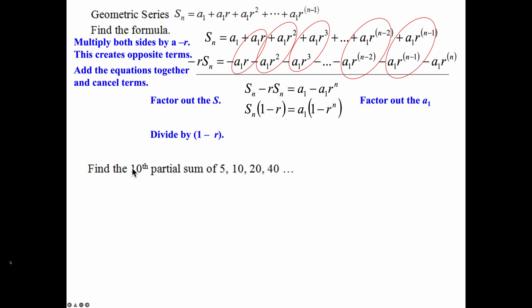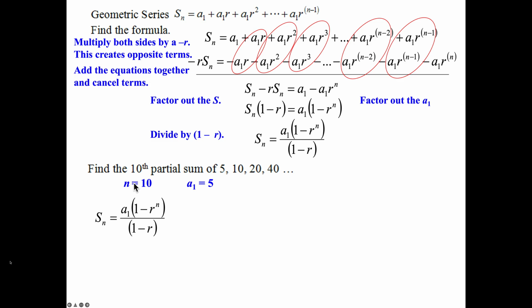So if I had to find the 10th partial sum of 5, 10, 20, 40, which means I'm just keep multiplying by 2, wait a minute, if I keep multiplying by 2, that's my r value. All right, so using this new formula, 10th partial sum is 10, that's my n, first term 5, r is 2. I have everything I need to find the sum. S sub 10 is going to equal 5 times 1 minus 2 to the 10th power over 1 minus 2.